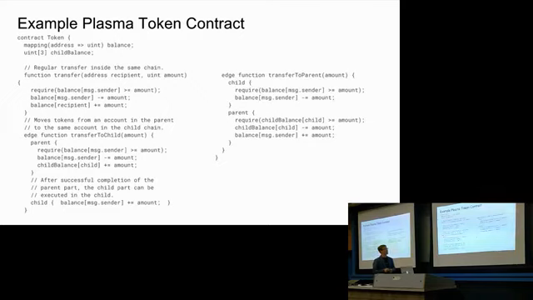in the parent chain. So balance here and balance there are two different things. This is in the context of the child chain, and this is in the context of the parent chain. But because the contracts are identical, because they share the code, this works between the two chains.